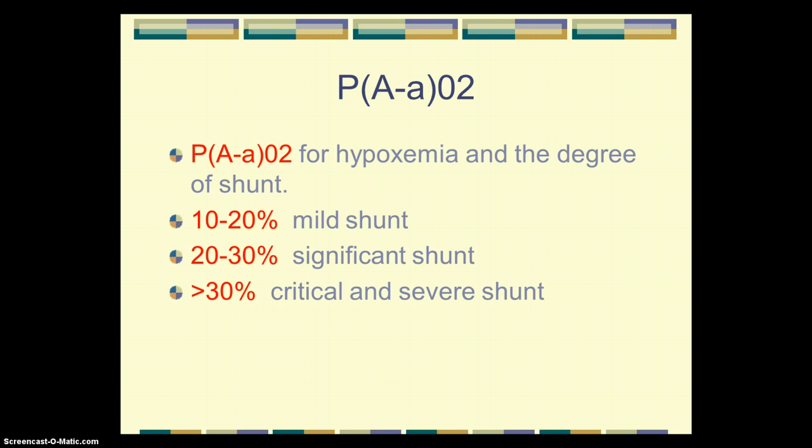When we look at the alveolar-arterial oxygen tension gradient, we always use that, of course, to estimate the degree of hypoxemia and the degree of shunting. It's very important to note the different percentages of shunting. 10 to 20% for mild shunt, 20 to 30% for significant shunt, and of course, for the critically ill patient that is in the intensive care unit, greater than 30%. We definitely want to make note of that for our patients in the ICU area.